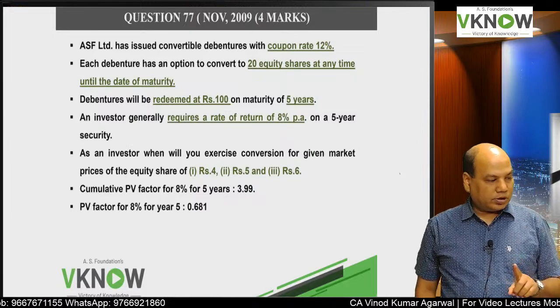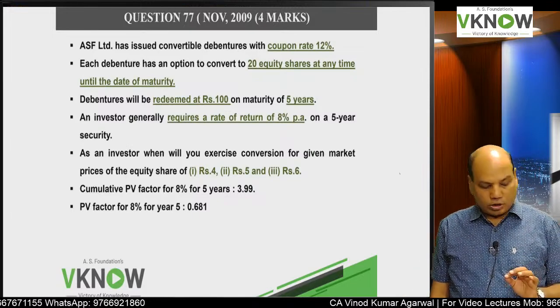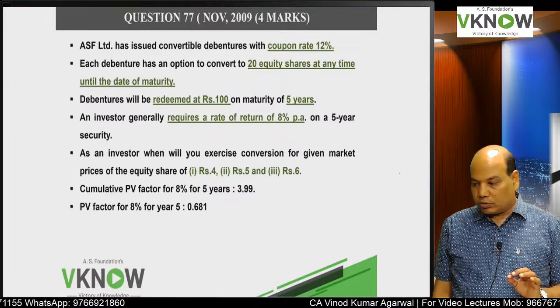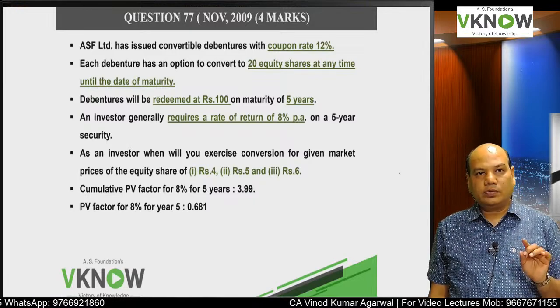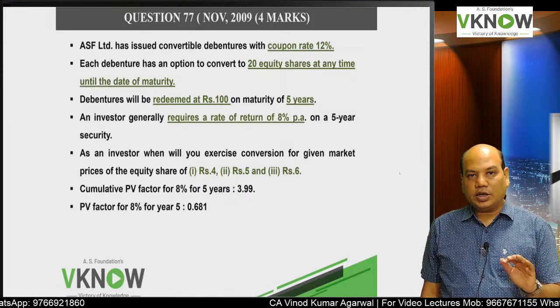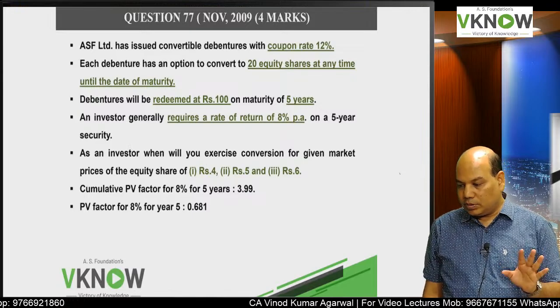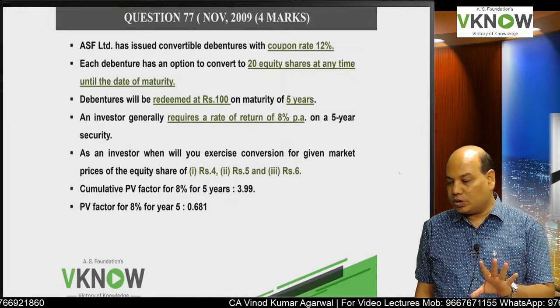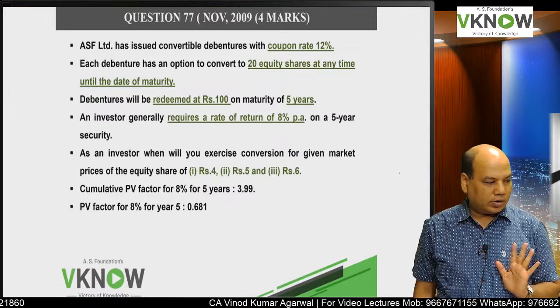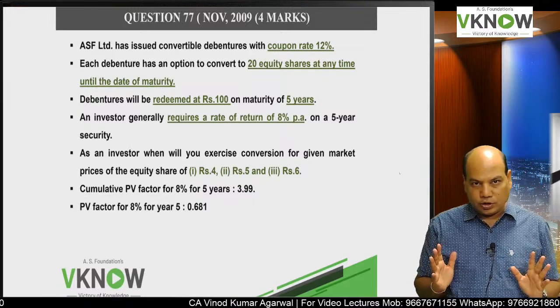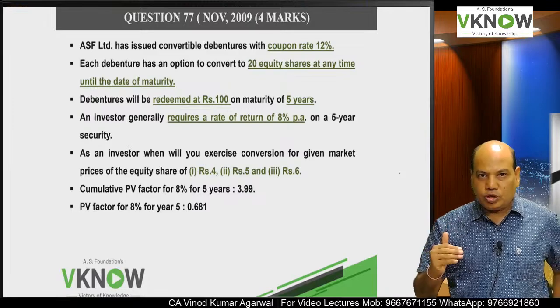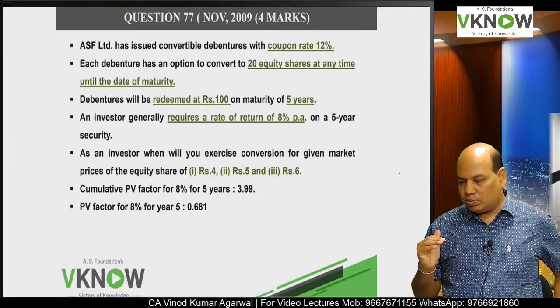This is a different question. This will be solved in the notebook. You have an option to convert one debenture into 20 shares at any time till maturity. Debentures will be redeemed at rupees 100 on maturity of 5 years. So in case you don't convert, at the end of the 5th year, you will get 100 rupees.